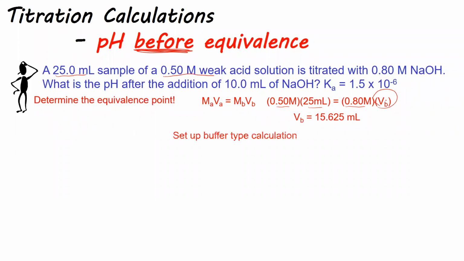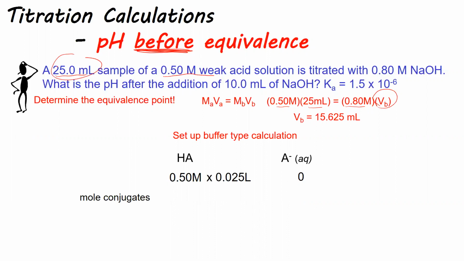All right, so now I'm going to set up a buffer type calculation because in the titration, I know that I'm reacting the weak acid with strong base and converting it to its conjugate, which is very similar to a buffer. The only difference is you start with some of the weak acid and you're starting with 0 of the conjugate. But when I get done, I will have some of both, which will be similar to a buffer. All right, so when you're doing a buffer type calculation, you need to find the moles. So I am going to multiply by the volume.